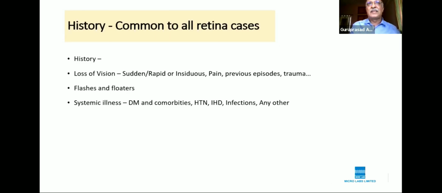History of systemic illness is very important, diabetes mellitus and its comorbidities, meaning the complications due to diabetes. Like, for example, you should also ask about nephropathy, neuropathy, diabetic foot, IHD, and coexisting hypertension. Hypertension, in fact, is present in 70% of patients who have diabetes, and any infections in the body, and any other for that matter. Any treatment for the systemic illness that the patient has been taking, and whether the treatment is successful in controlling the systemic condition.